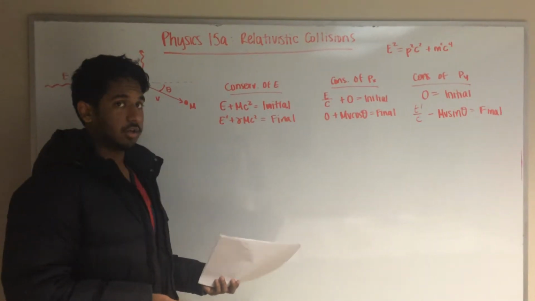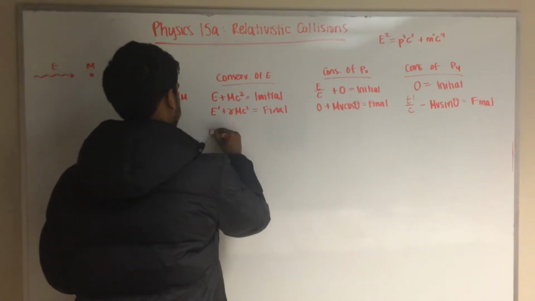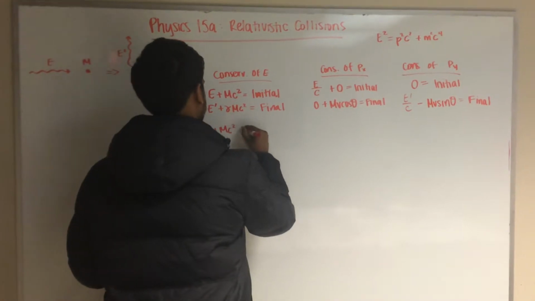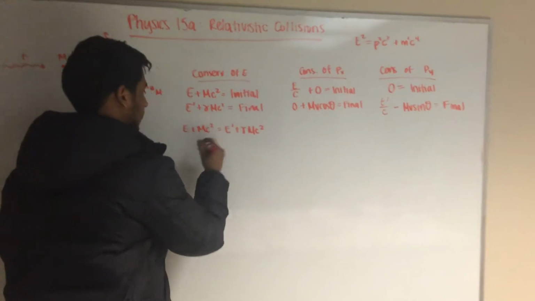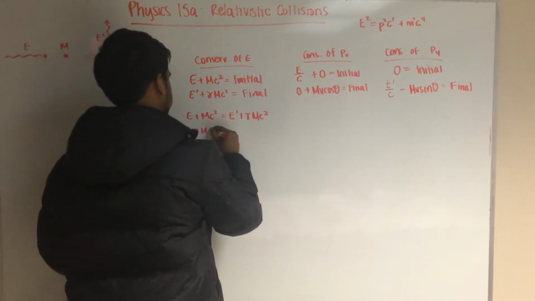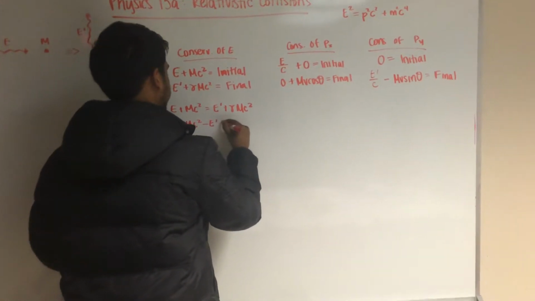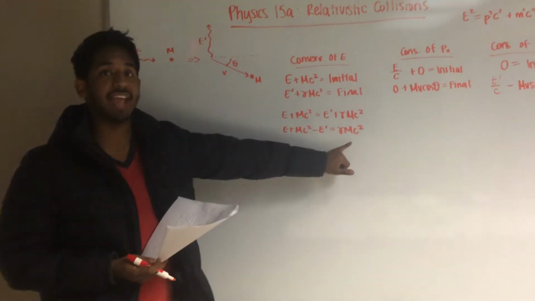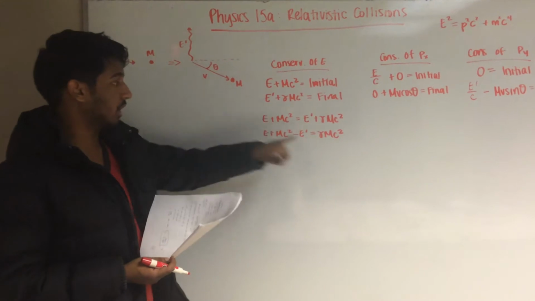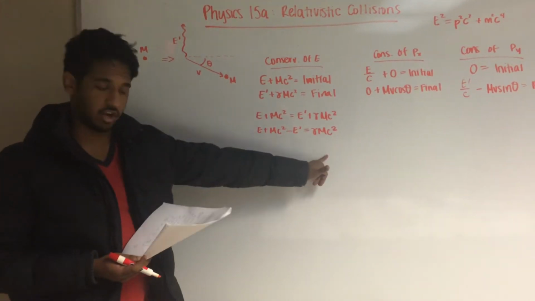Conservation of energy requires us to make things equal. So E plus mc squared equals E prime plus gamma mc squared. We'll isolate this, so we have E plus mc squared minus E prime is equal to gamma mc squared. This component is the energy of the particle over here, and this is equivalent to that energy.